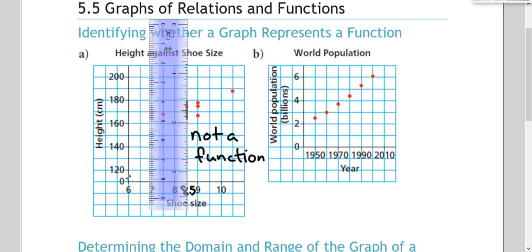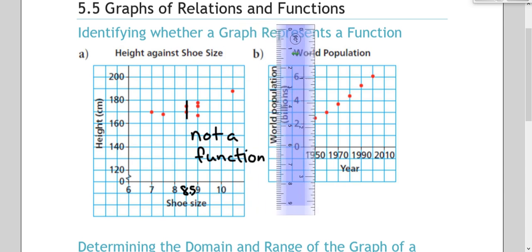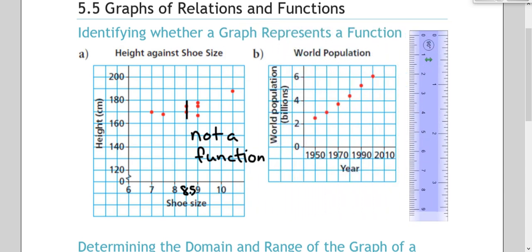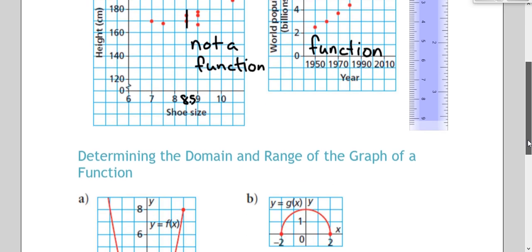Okay, so let's check this guy. Is this one a function? And we pass through. Yep, yep, yep, yep. He's a function. And it's that simple, vertical line test. Take your ruler, slide it along the graph.